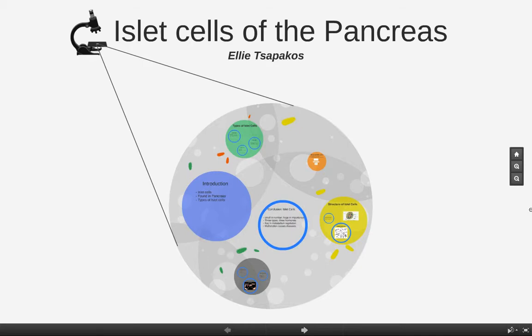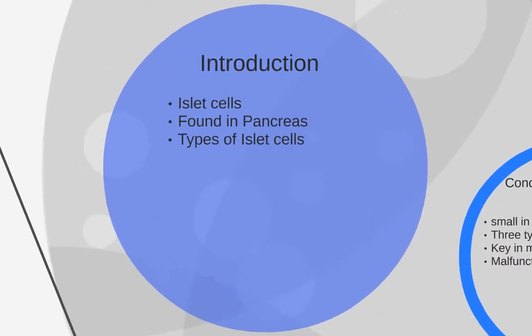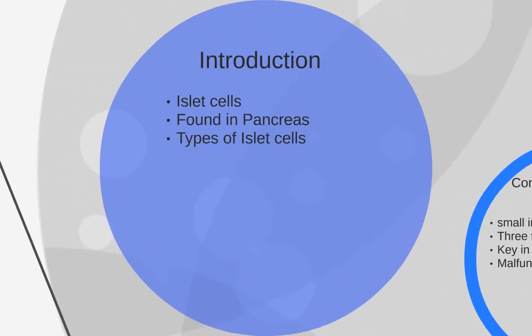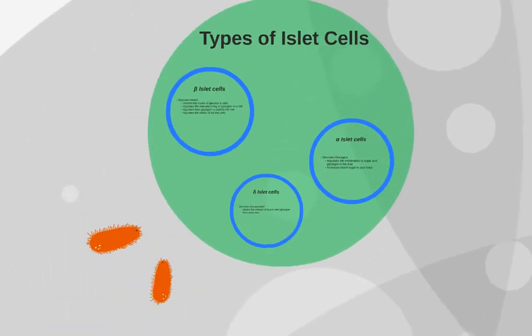I studied islet cells of the pancreas. There are only about 1 million islet cells in a healthy adult pancreas. There are 3 types of islet cells that secrete all different hormones. There are alpha, beta, and delta islet cells.